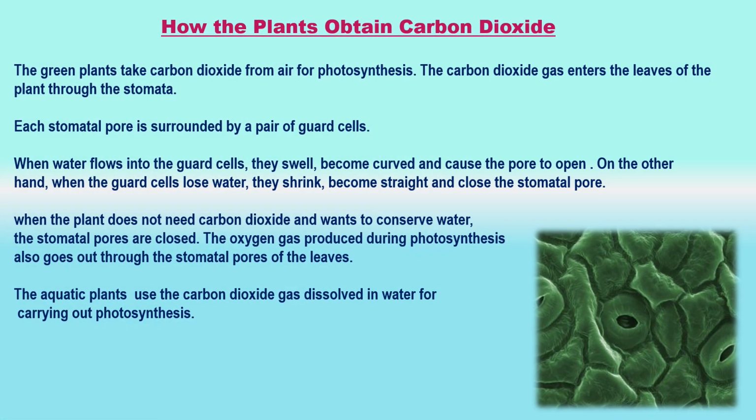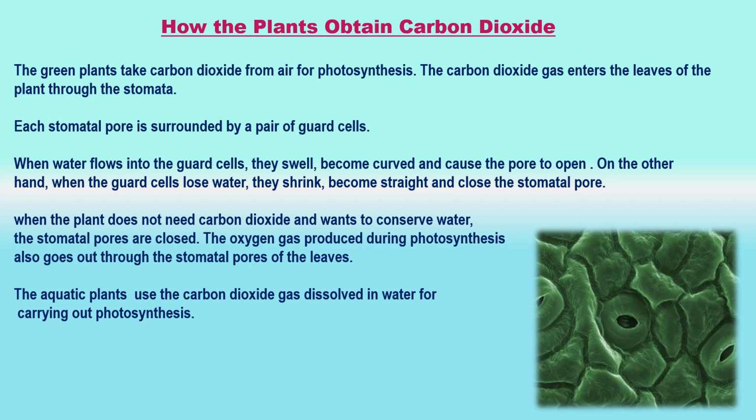How the plants obtain carbon dioxide. There are a large number of tiny pores called stomata on the surface of the leaves of plants. The green plants take carbon dioxide from air for photosynthesis. The carbon dioxide gas enters the leaves of the plant through the stomata present on their surface.